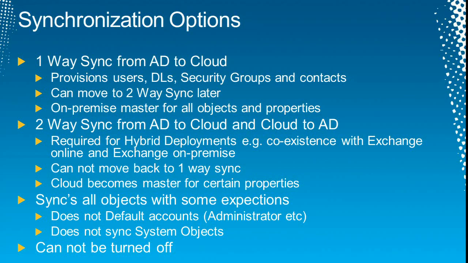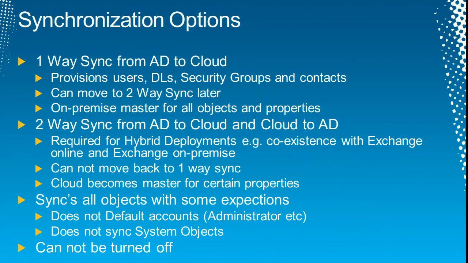And you can move to two-way sync later. Okay, so you can start with one-way and then decide, hey, I really want this hybrid stuff, so I'm going to move to two-way sync later. And on-premise becomes the master of all these objects. So you can't actually go to the cloud and modify things. You must do it on-premise. There's no sort of mix and match here. Okay? So things like proxy addresses are mastered on-premise as opposed to in the cloud.